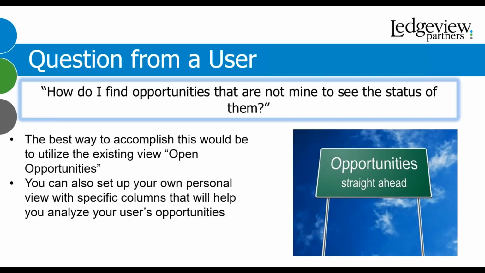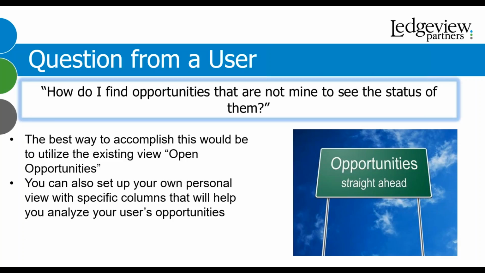Our next question is, how do I find opportunities that are not mine to see the status of them? One of the best ways to do that is simply to go to the Open Opportunities view. So within the Opportunities section, just change from your View selector to Open Opportunities. This will show you every open opportunity regardless of owner, and it shows in there the sales stage, so you can know exactly what sales stage it's in.